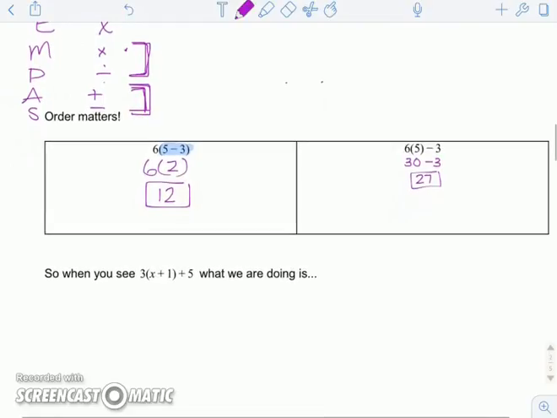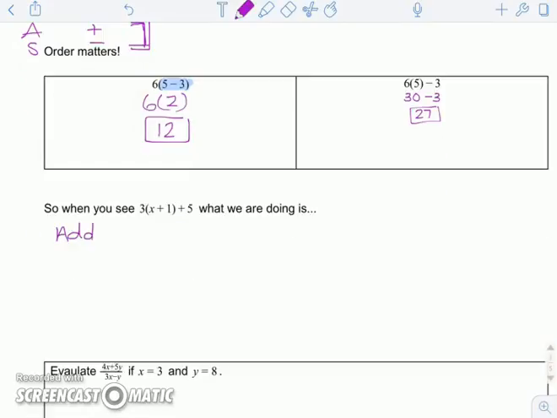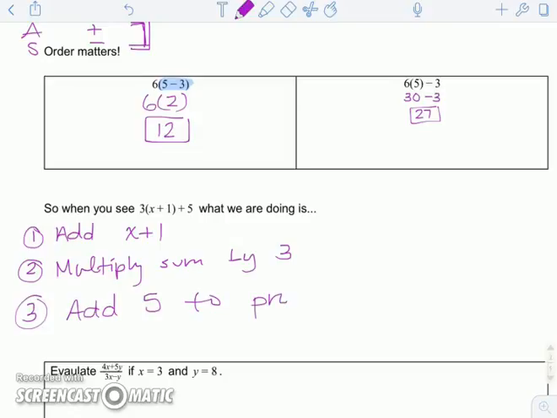So when you're doing 3 times (x plus 1) plus 5, what you're really doing is, your first step, you would add x and 1. Then you would multiply the sum by 3, and then you would add 5 to the product. If your vocab is a little rusty in terms of product being the answer of multiplication, sum being the answer of addition, you need to brush up on that.